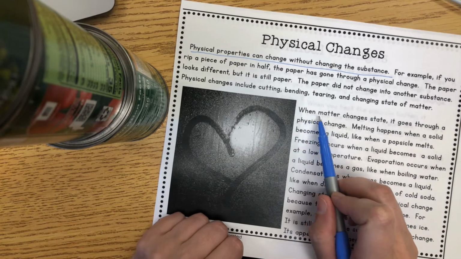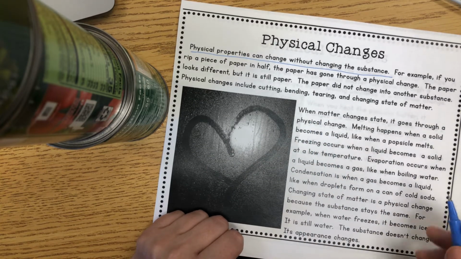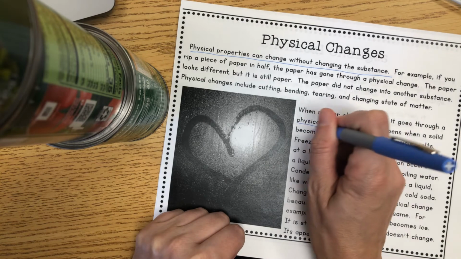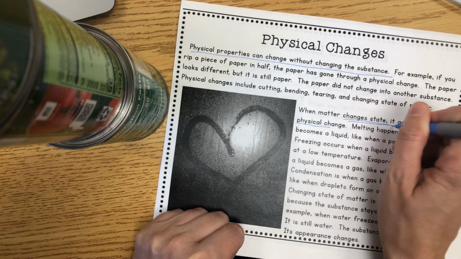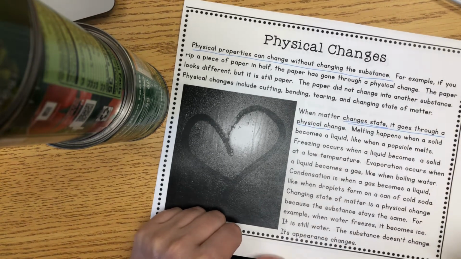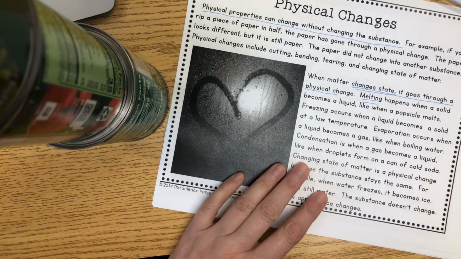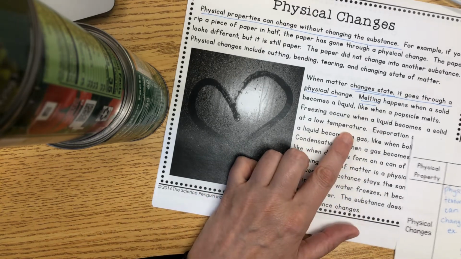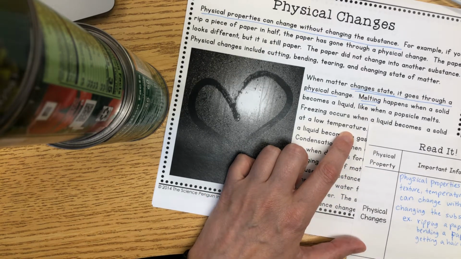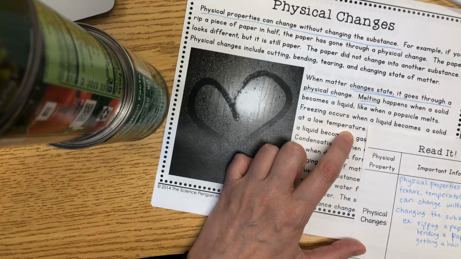Okay, let's keep reading. When matter changes state, it goes through a physical change. Melting happens when a solid becomes a liquid, like when a popsicle melts. Freezing occurs when a liquid becomes a solid at a low temperature. Okay, I'm gonna pause there. I don't like to read too much before stopping to take notes. It's easier for me to process the information I'm reading if I pause after every few sentences and write down what I'm understanding.